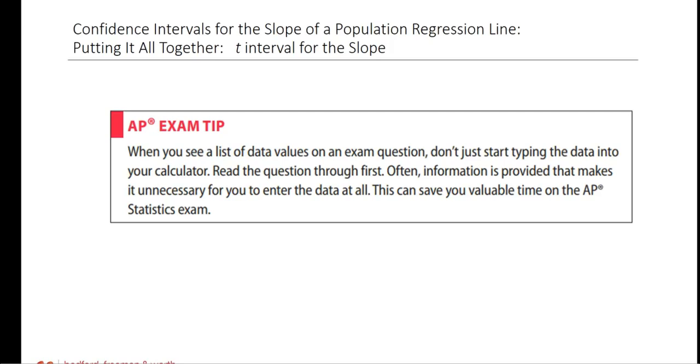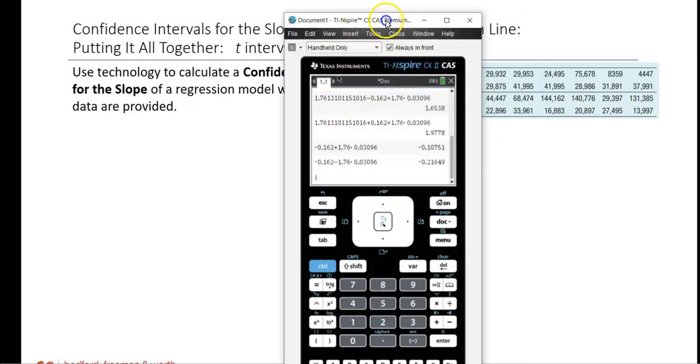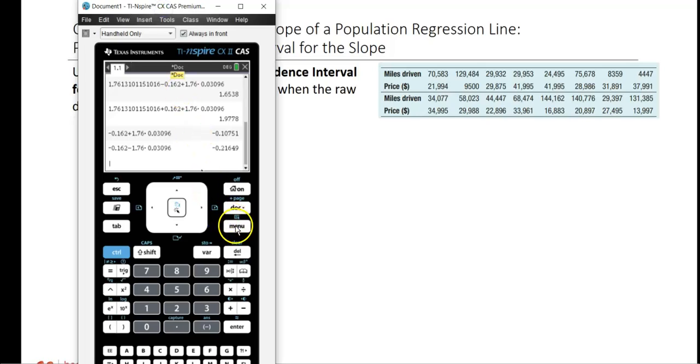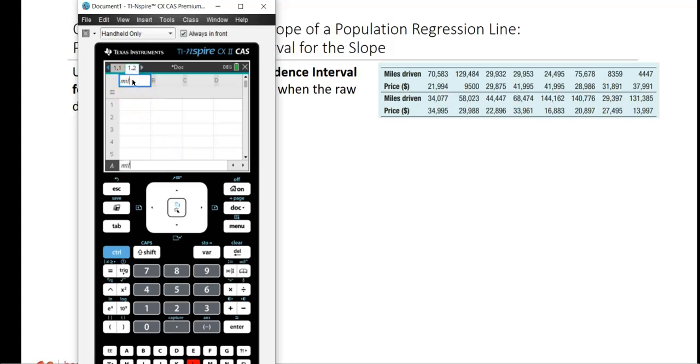Don't always type the data in. Oftentimes in this section, you see we didn't really have to type it in. You might have to, it's definitely possible. If you did this, and I don't think you're going to have to, you would go to lists and spreadsheets. You could call this one miles driven, this one price. You'd put in all these values, 70,583, put them all in. I might do this for a second and then show you what it does.